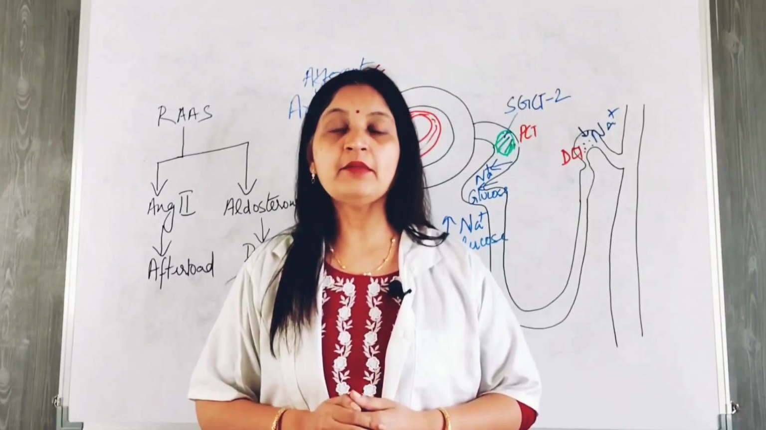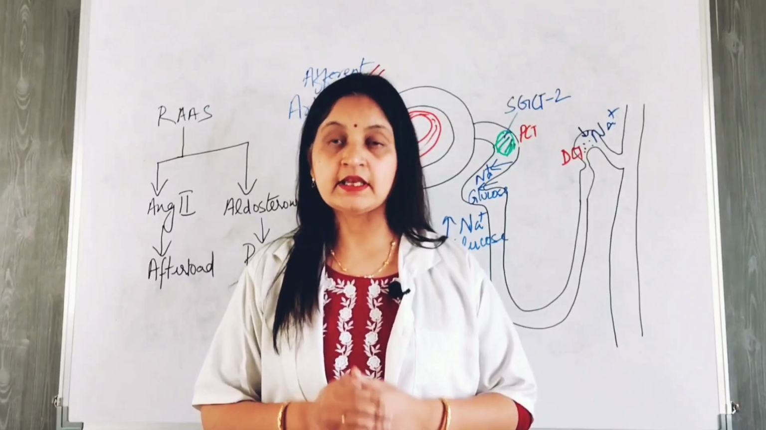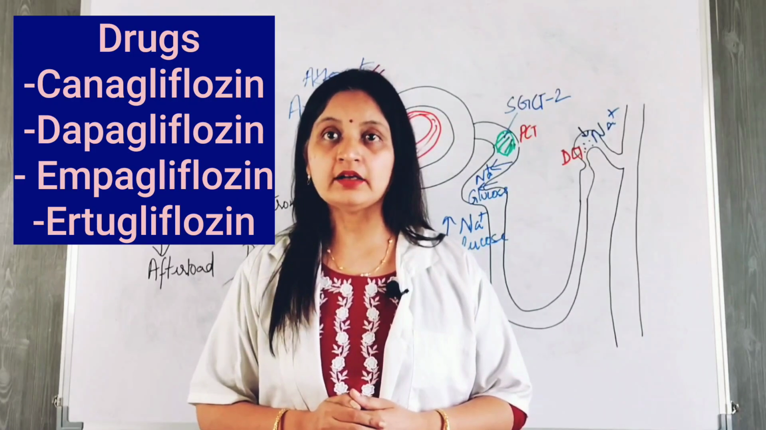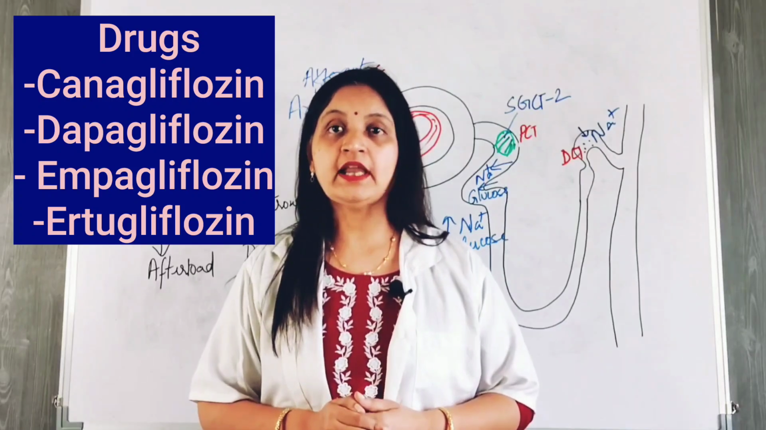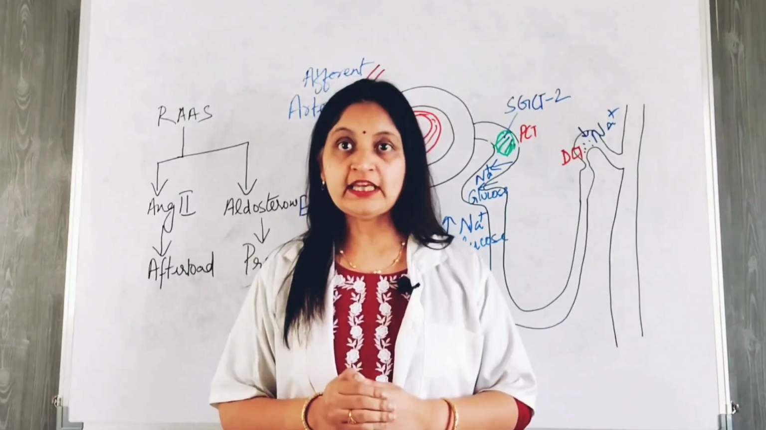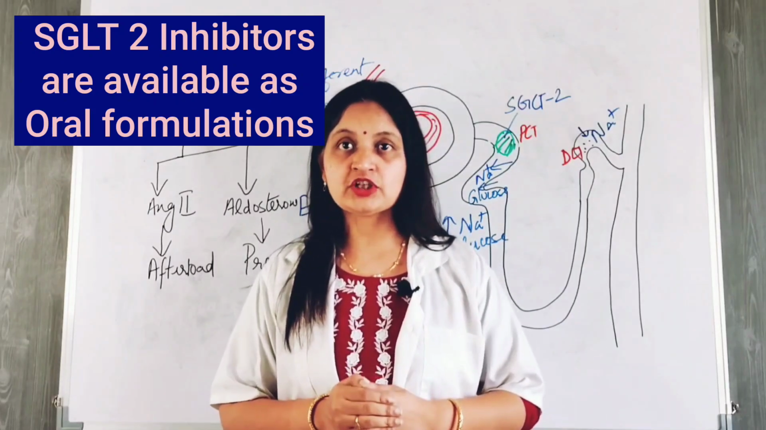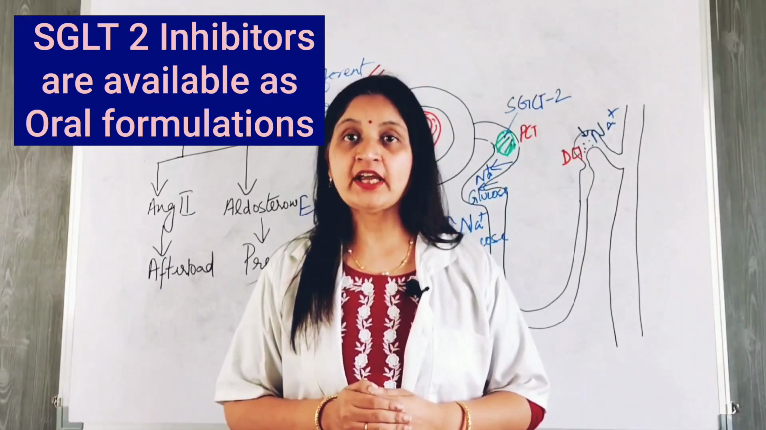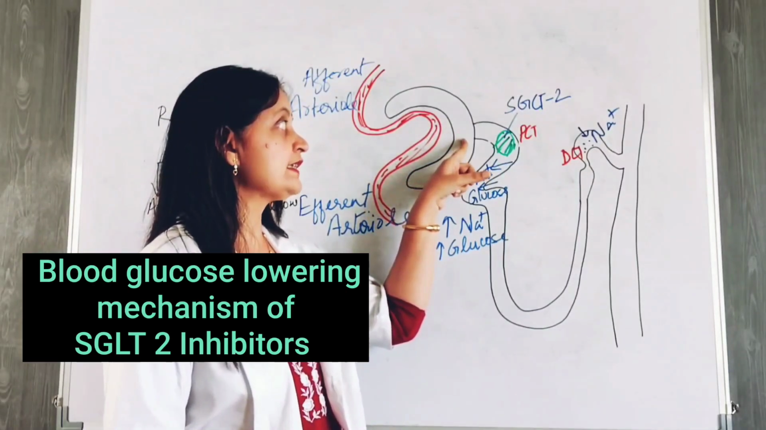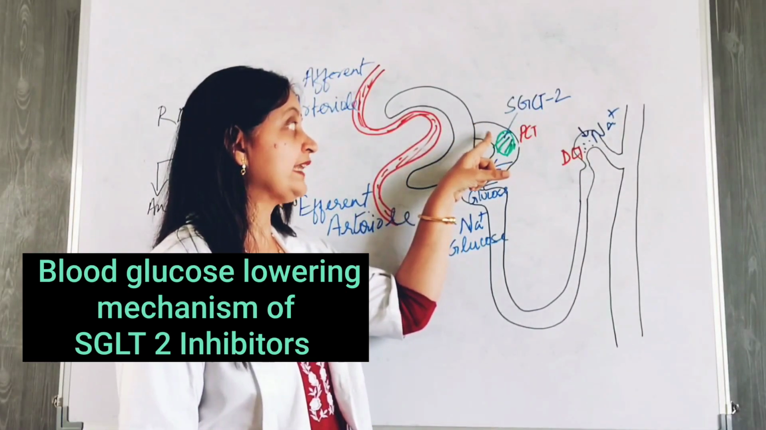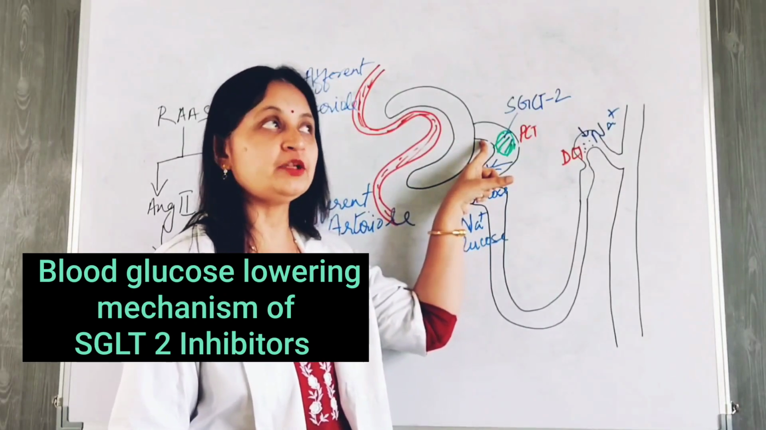So now let's see with the help of this figure how these drugs act as blood glucose lowering agents. The drugs that belong to this class are canagliflozin, dapagliflozin, empagliflozin and ertugliflozin. So these drugs, unlike GLP-1 analogs, are available as oral formulations. They are well absorbed from the GI tract and are filtered from the plasma at the glomerulus and reach the proximal tubule and get attached to the luminal membrane of the proximal convoluted tubule.